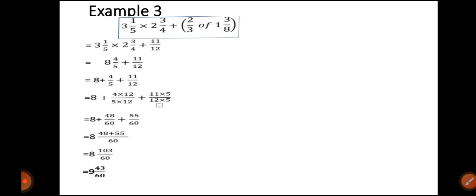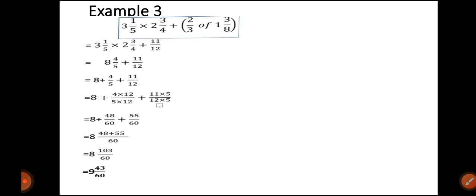Or in the other way around, you can say, look at the denominators. You can swap them. Use the 12 for multiply by 5 and also 4 multiply by 5. Then the right hand side, use the 5 for multiply by 12. Then use the 5 and multiply also by 11. Now this will give us equal to, the 8 whole number remains there. 4 times 12 gives us 48, while 5 times 12 gives us 60. Plus 11 times 5 gives us 55, and 12 times 5 gives us 60.